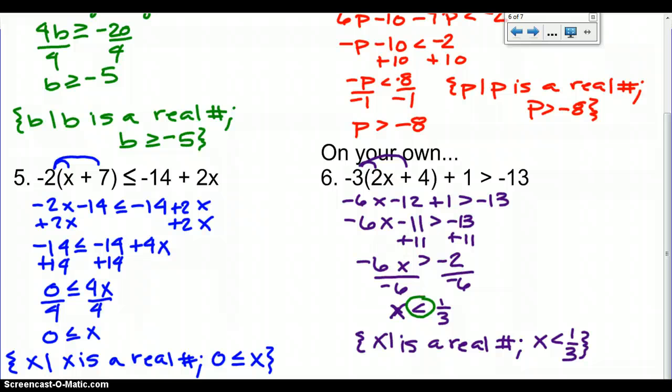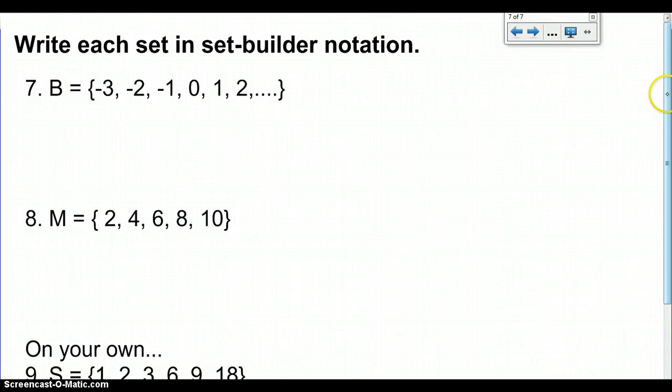And so then our set builder notation is we defined our variable of x, and then we have x is a real number, and then we wrote our inequality, x is less than 1/3. Hopefully you guys understand that, and if not, come to class with questions, and then we will answer them for you.